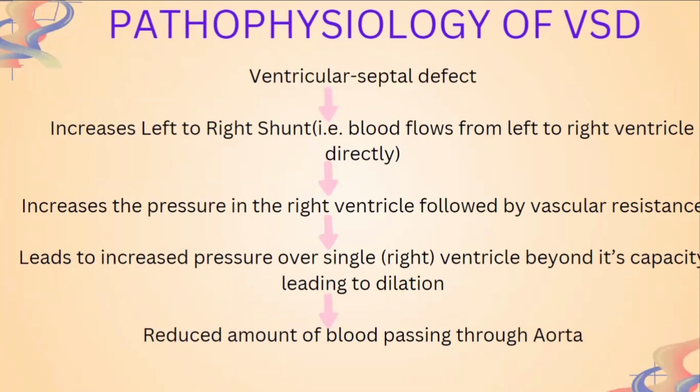So what is the pathophysiology of VSD? Ventricular septal defect, similar to atrial septal defect, causes a left to right shunt, that is, the blood flows from the left to the right ventricle directly, which further increases the pressure of the right ventricle, followed by vascular resistance. The increase in pressure leads to increased pressure over a single ventricle beyond its capacity, leading to dilation of the ventricle, which ultimately reduces the amount of oxygenated blood passing through the aorta.